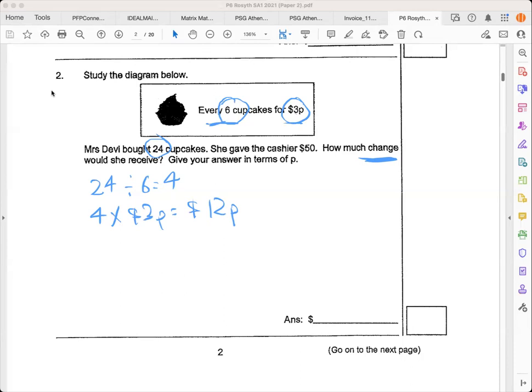So this is the amount Davy pays for 24 cupcakes. She gave the cashier $50, and the change she will receive will be the cash she gave to the cashier minus the cost of the 24 cupcakes. And that's the answer. Okay, leave it as it is: 50 minus 12p. Don't have to write a dollar sign here because the answer already has a dollar sign. Let's continue with question number 3.